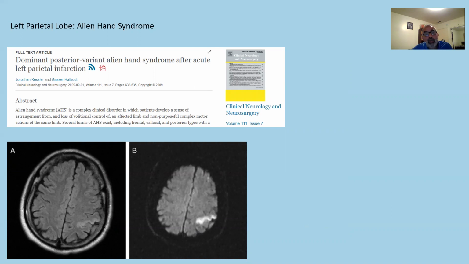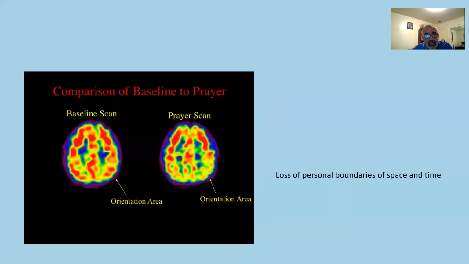Now, why did we go through this whole orientation about this bizarre and rare neurological syndrome? The reason we did is because another very interesting thing was noted in the SPECT scans of those who prayed. In the baseline scan, we see that the orientation area is active. Then in deep spiritual prayer, it actually becomes less active. And this has been interpreted as a sense of loss of personal boundaries of space and time.